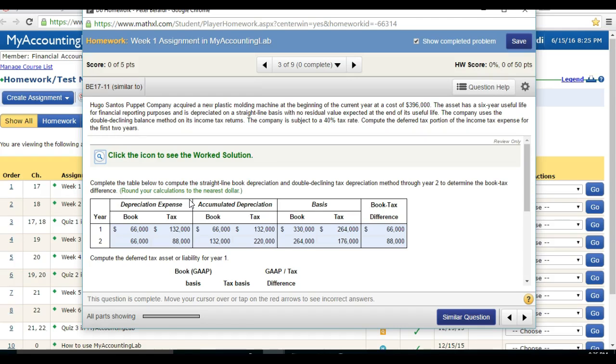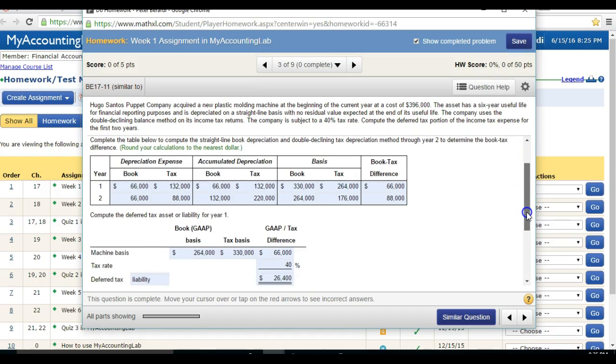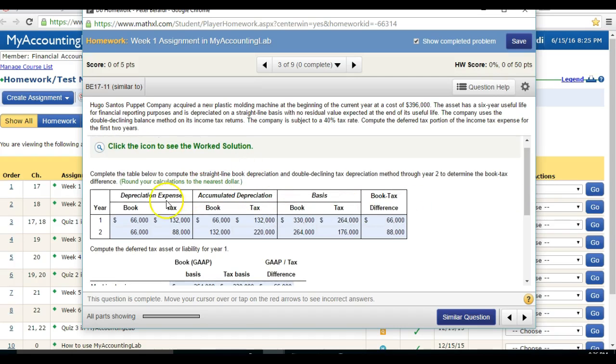So I want you to complete the depreciation and the accumulated depreciation, both straight line and for the tax basis, which uses a double declining balance. As you can see, under the depreciation under book, the straight line is very straightforward. It tells us the cost is $396,000 divided by 6 years of useful life. So on a straight line basis, 396 divided by 6, or whatever number you have in your problem divided by the useful life, will give you depreciation expense each year. In this case, straight line is $66,000.